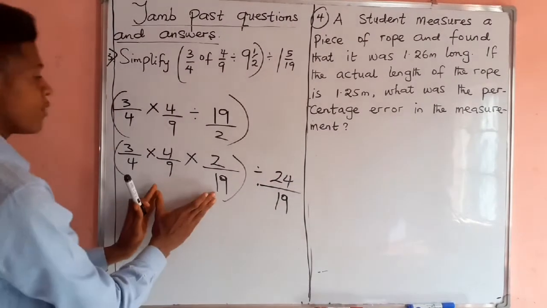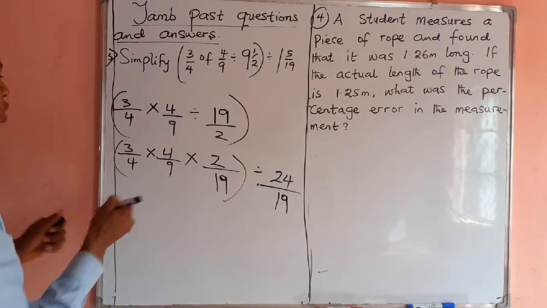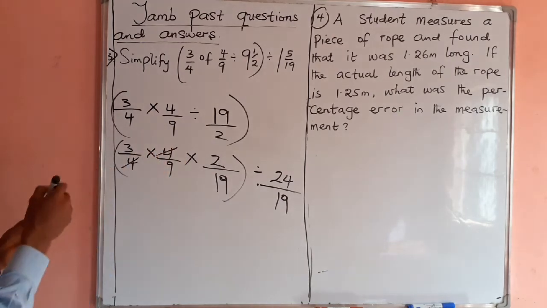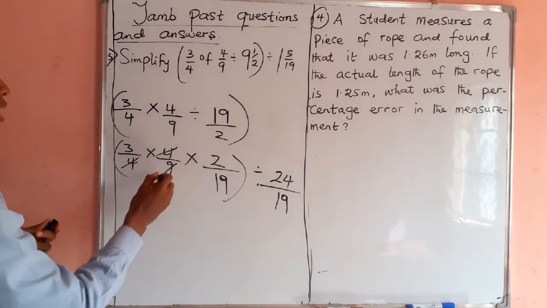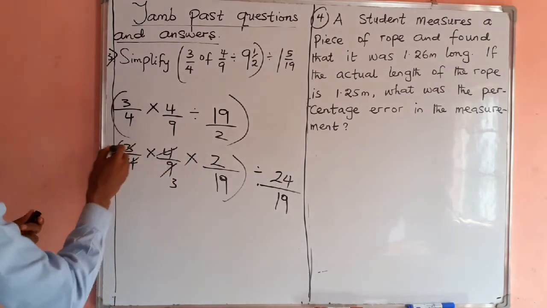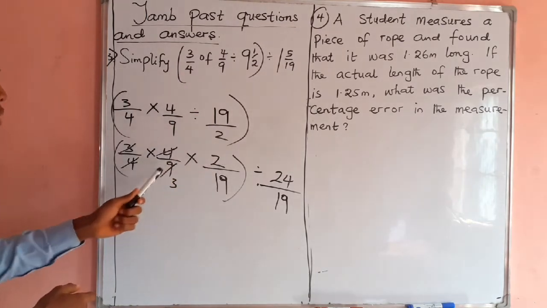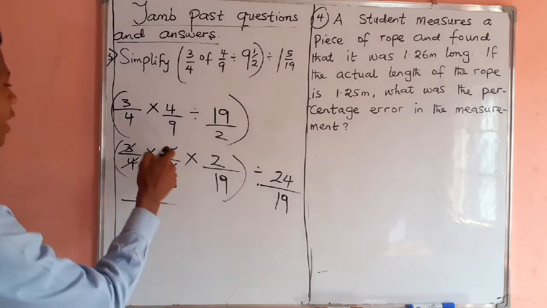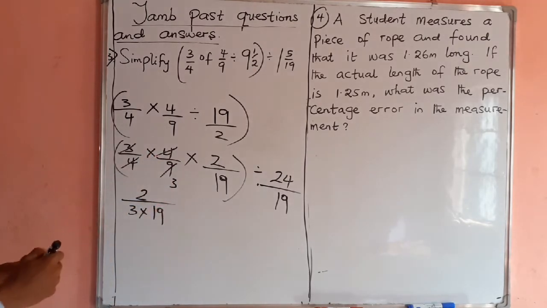Okay, let's solve this first, using our BODMAS rule now. This will be what? There's a 4 here, there's a 4 here, so they cancel out each other, right? There's a 3 here and there's a 9 here. 3 goes in 9 3 times and 3 cancels. So we are left with what? 2 all over 3 times 19. 2 over 3 times 19, which is what?